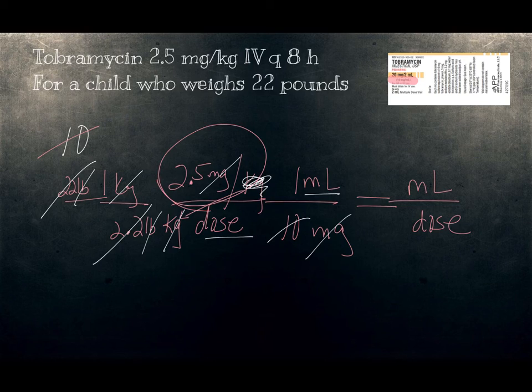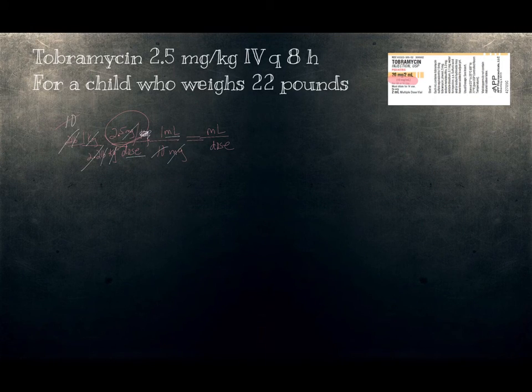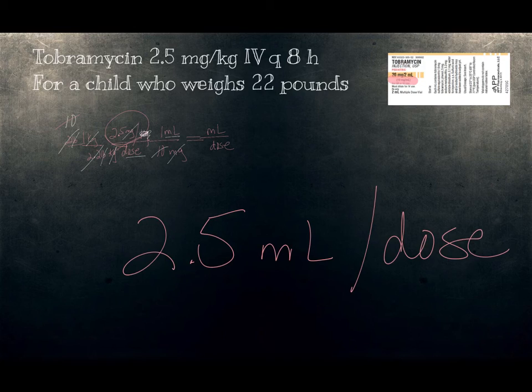If not, go ahead, multiply it out, use your calculator, divide that 55 by 22 to get your 2.5 milliliter dose. But the bottom line in all cases is that you end up with 2.5 milliliters per dose. That is what you are giving IV push. If you end up with anything else, you did it wrong.